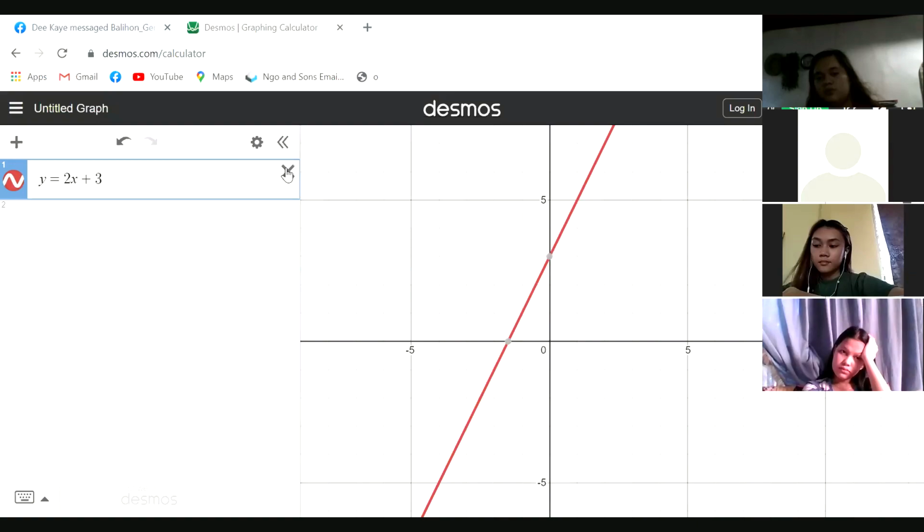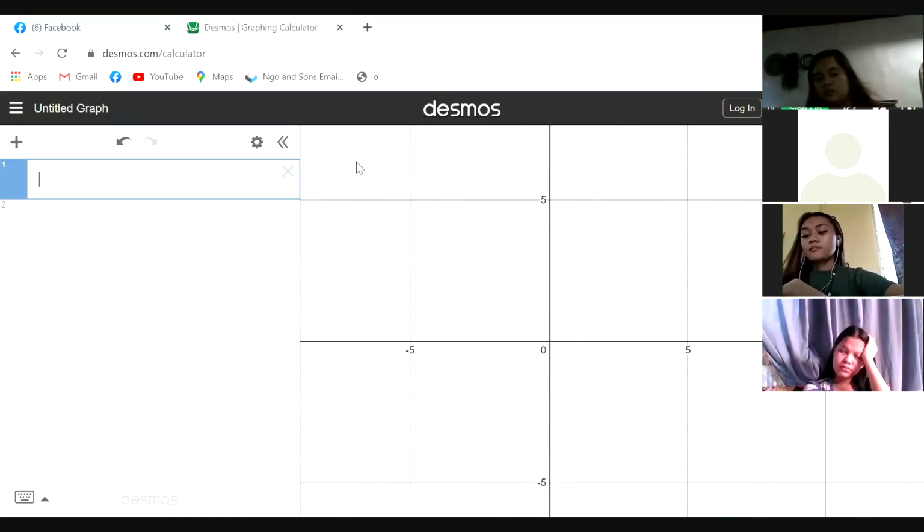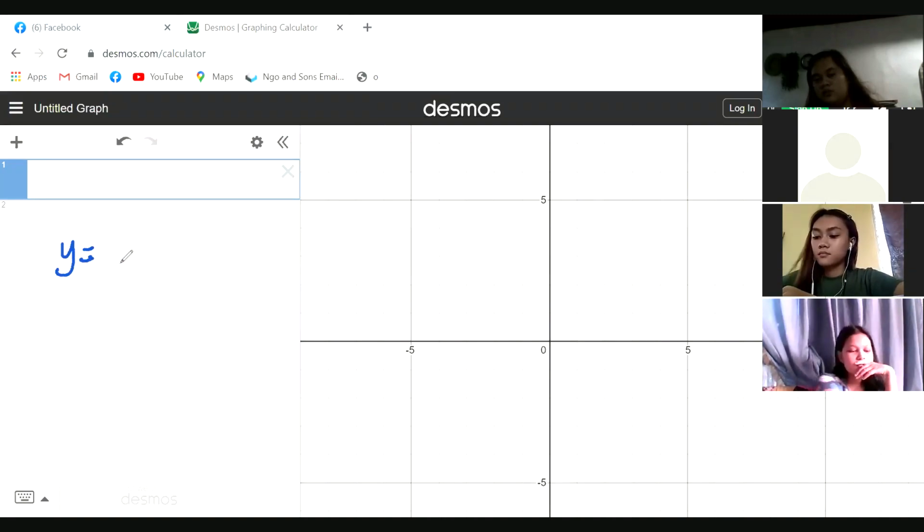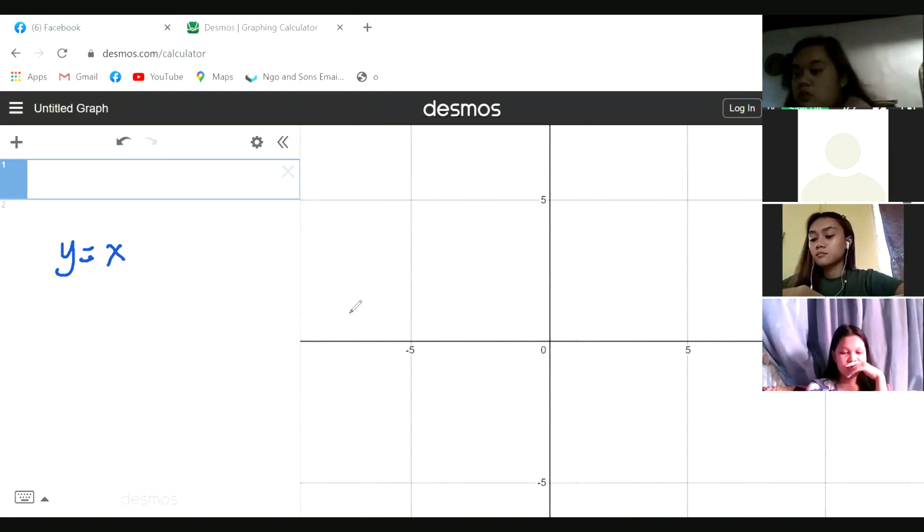Okay, let us have the next one. We still have another linear function that is called the identity function. The identity function is defined as y equals x. Remember, y in the function can be written as f of x, right?